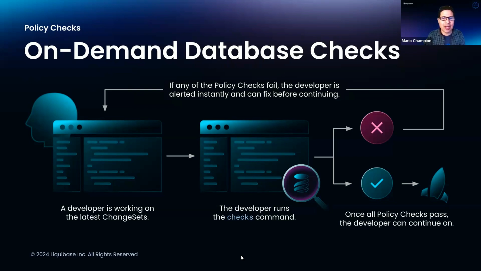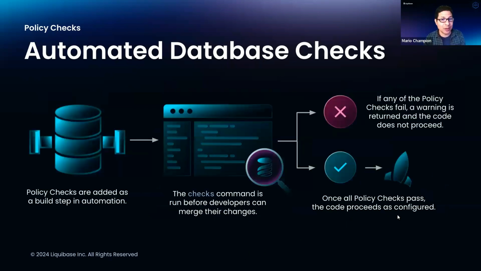So you can see here we have database checks that work all the way to the left. And what's nice is that they can also work automatically. So the developers run these checks and either it goes forward or it doesn't go forward. And this works in automation as well.